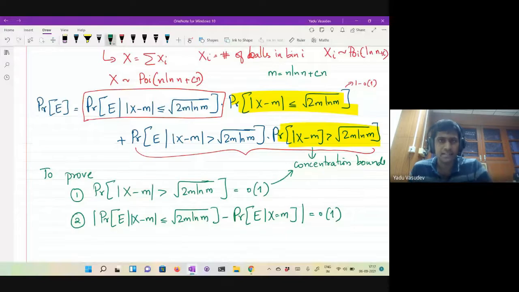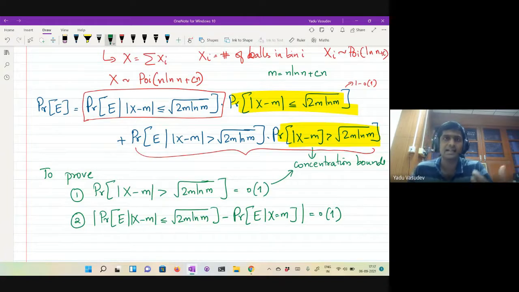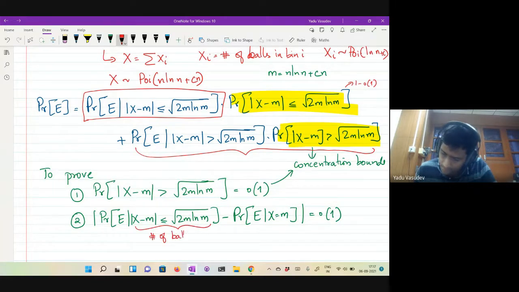It tells you that analyzing the event E, which is that every bin has at least one ball, under the conditioning that the number of balls is close to M, is almost equivalent to analyzing it when you think that the number of balls is exactly equal to M, right? This basically means that the number of balls is close to M, which is the expectation of X.